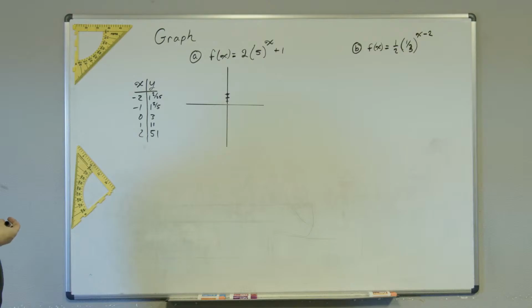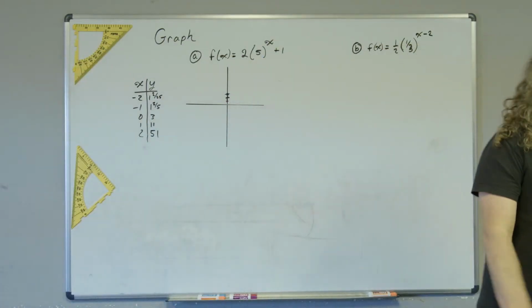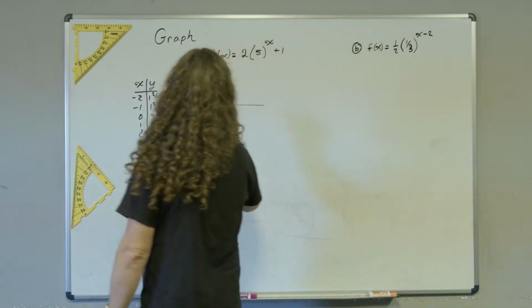What is the limit as x approaches negative infinity? It's 1. Definitely 1. The bigger this gets, the closer to 1 we're going to get, but we're never going to get anywhere past 1.